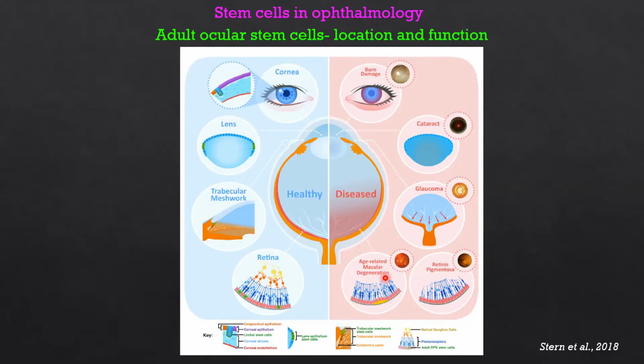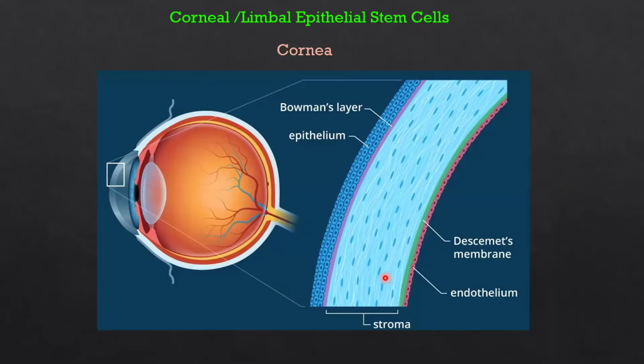So in these disease conditions, or during a burn or mechanical damage, how do these stem cells divide and how do they maintain tissue homeostasis? Let us look into what happens to these stem cells with aging as well as in disease conditions in each and every ocular tissue. So let us start with the corneal surface, the ocular surface, the cornea.